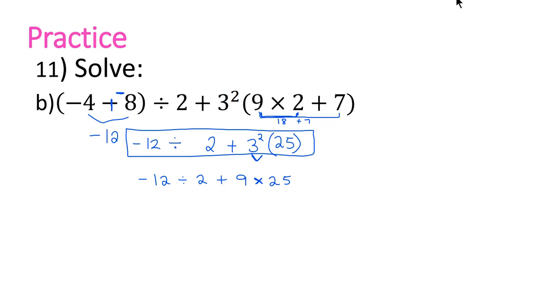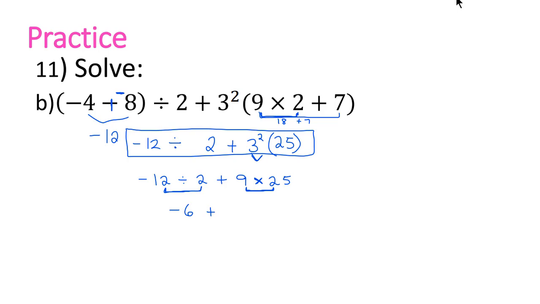Now we have division, adding, and multiplication. We must divide and multiply before we can add. So we can do two things now. We can take negative 12 divided by 2, and we can take 9 times 25 and do them both. So negative 12 divided by 2 is a negative 6 plus 9 times 25.